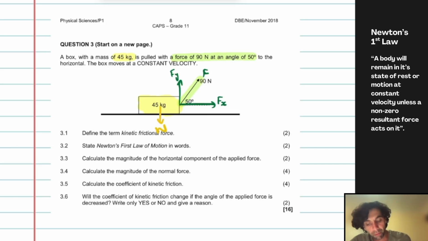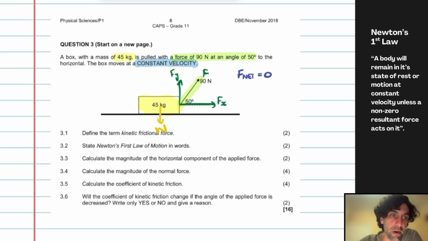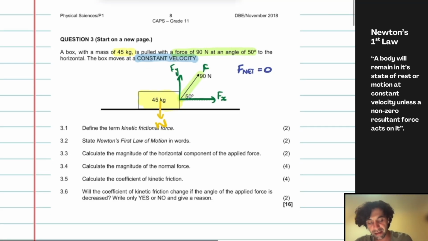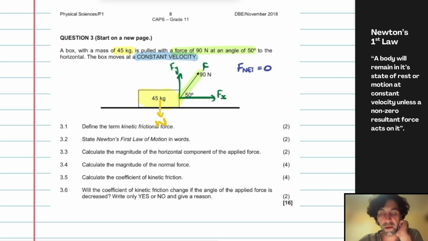Another very important piece of information here is that the box is moving at constant velocity. Okay, what does that mean for us? Well, it means that the net force, F net, is going to be equal to 0 for this situation. Okay, so let's dive straight into the first question. With that being said, define the term kinetic frictional force.